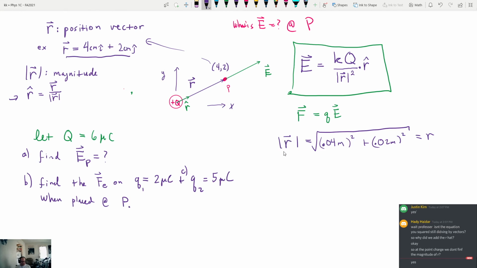Because who wants to write these extra symbols when you can just write r? So when you write this with no vector symbol, that means magnitude as well. Okay. Just a notation thing. Thanks for asking, because I never know what you're comfortable with in terms of notation.